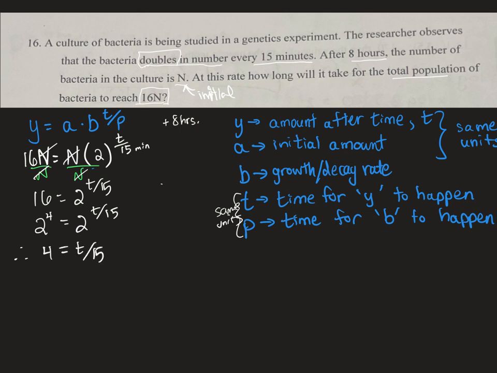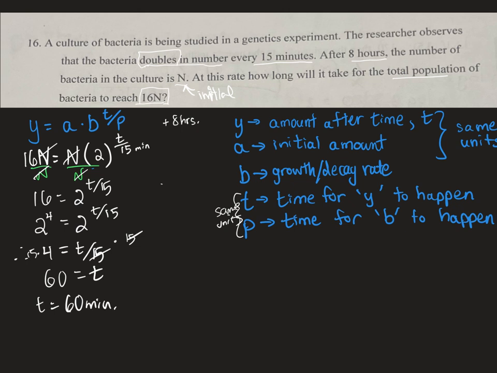And one more step, we multiply both sides by 15 to get rid of that 15 on the bottom. And we get 60 equals t. But remember what I said, because that 15 was in minutes, this would be 60 minutes.